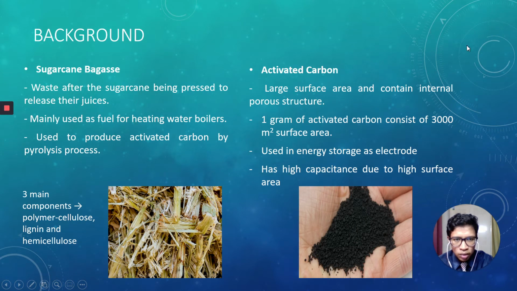Next, I will talk about the activated carbon that we want to produce. This is some example of the picture. The first property is that it contains a large surface area, and its structure is porous. There is a fact that 1 gram of activated carbon consists of 3000 meter square surface area. Also, this activated carbon can be used in energy storage as an electrode. This is because it has high capacitance due to its high surface area.